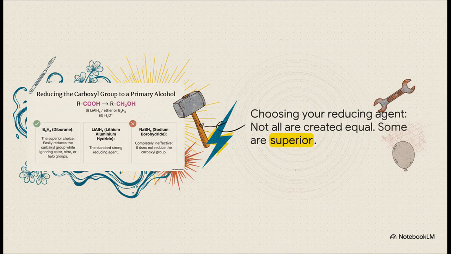And then there's sodium borohydride, NaBH4. For this particular fight, it's a no-go. It just doesn't have the muscle to reduce a carboxylic group at all.